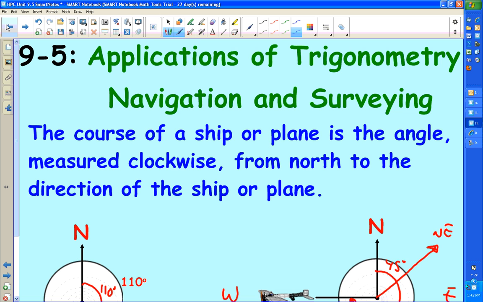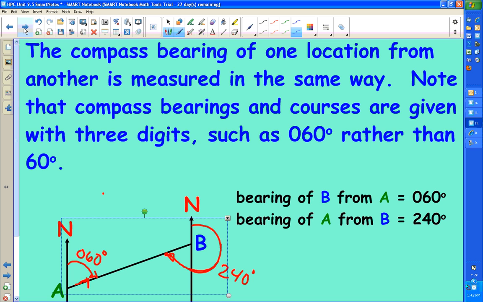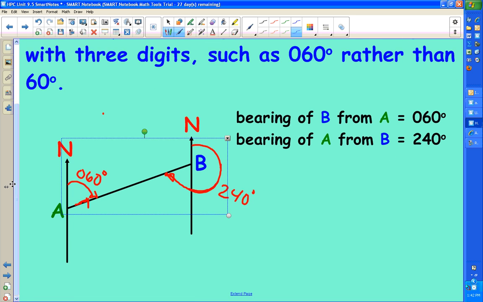Sorry. So navigation, you get the quick version of this. Navigation plays north, going clockwise, this direction here. So 110 degrees starts at north, 110 degrees clockwise. Bearings are 3 digits, 0, 6, 0 degrees.